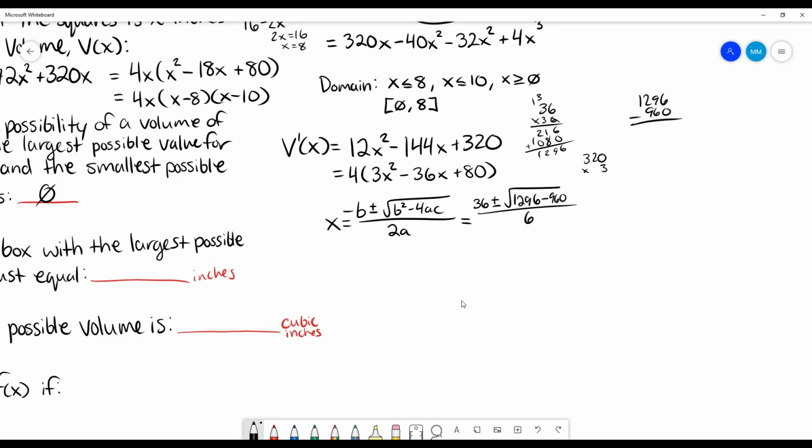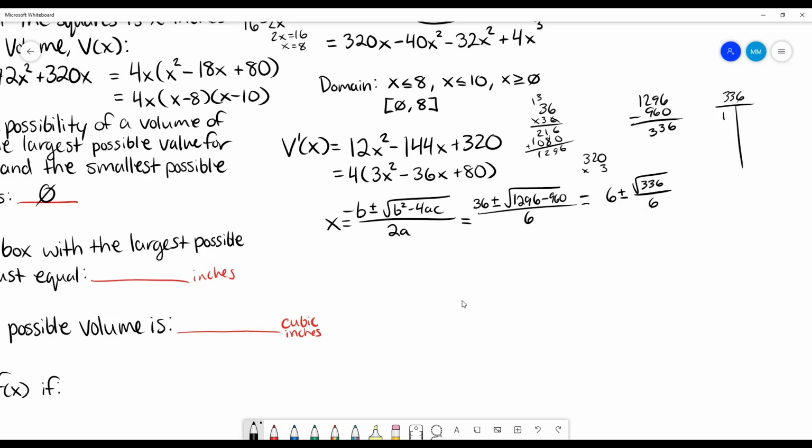1296 minus 960 is 336, so it's going to be 36, or well, I can divide that out, so it's going to be 6 plus or minus the square root of 336 over 6. And I bet I can pull something out of there. Let's see. I can't, I'm just blanking on factors of 336. Let's break it down nice and easy.